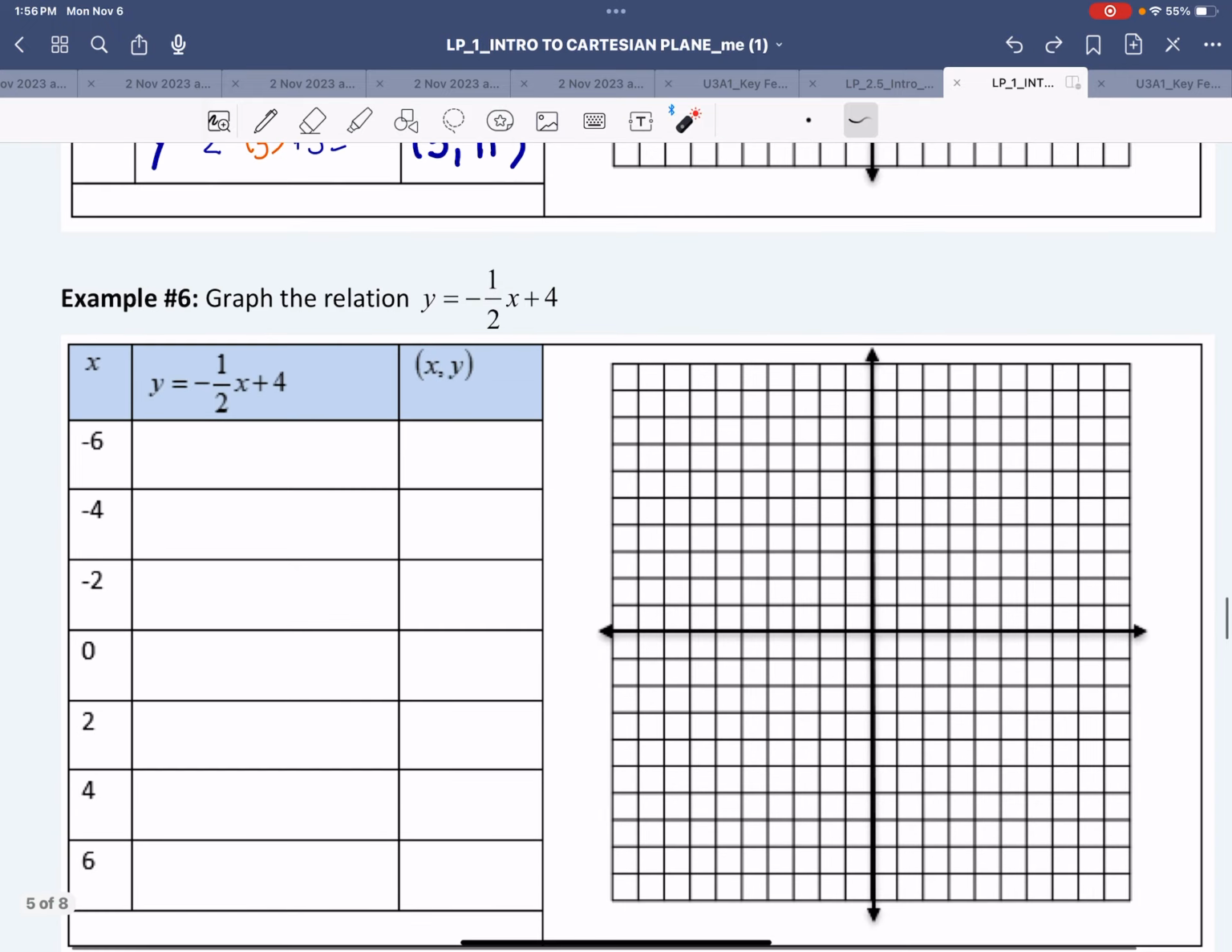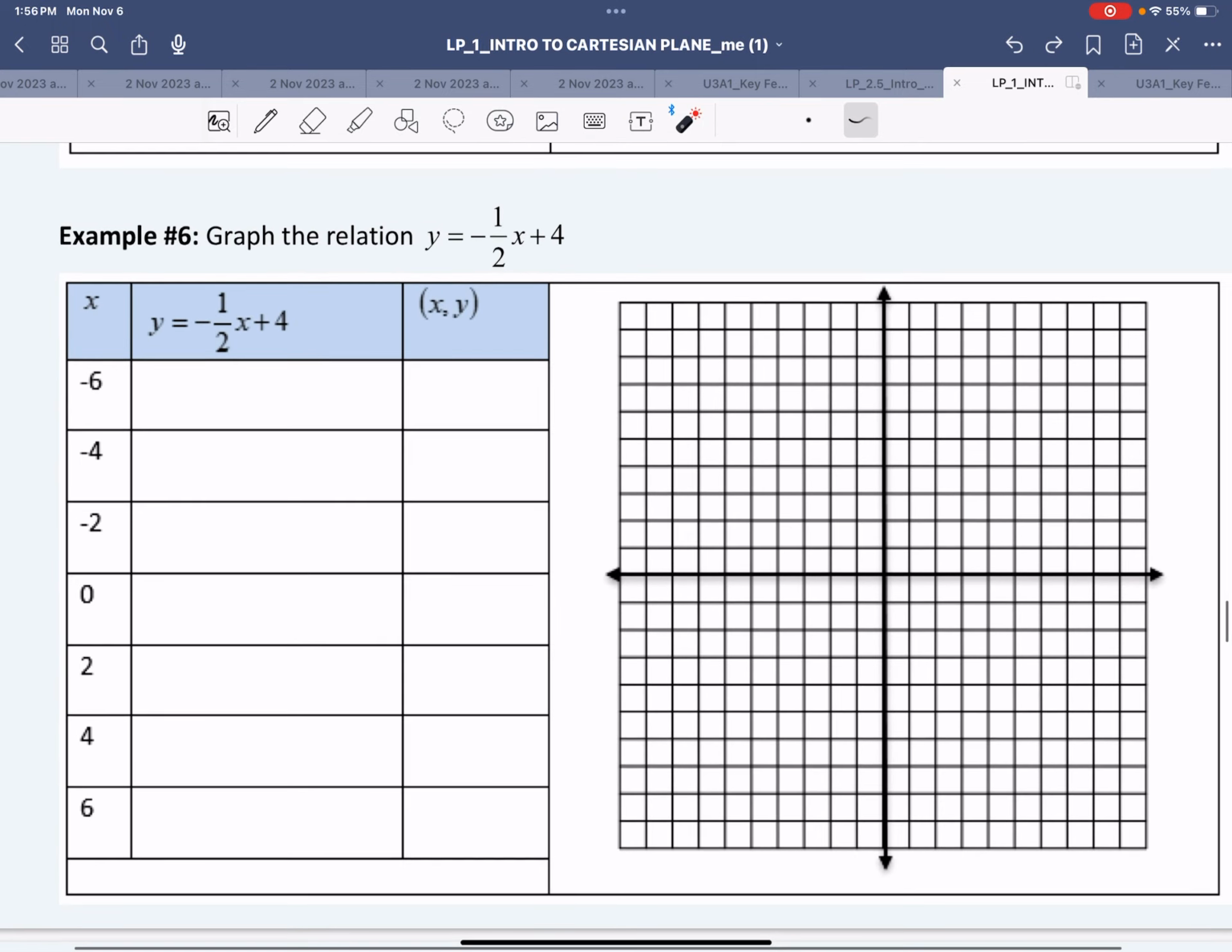In the next example, we have something similar, but in this case, we have the equation y equals negative 1 over 2 x plus 4. Try this on your own.